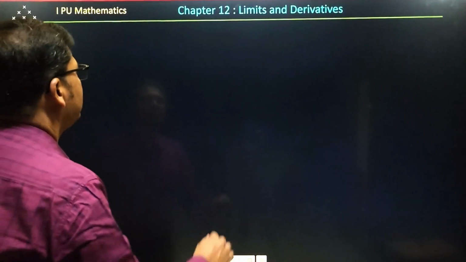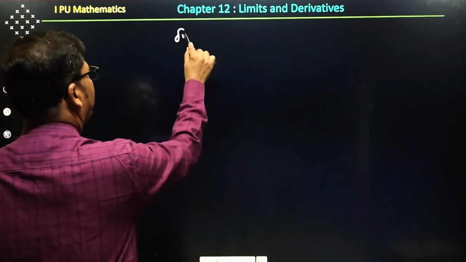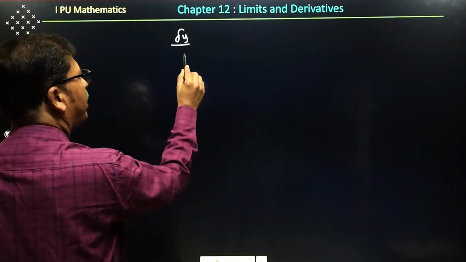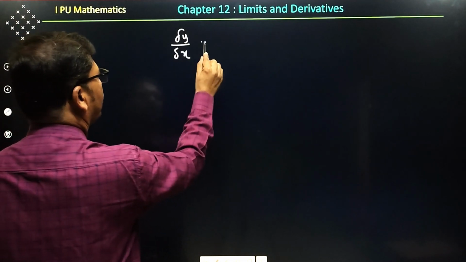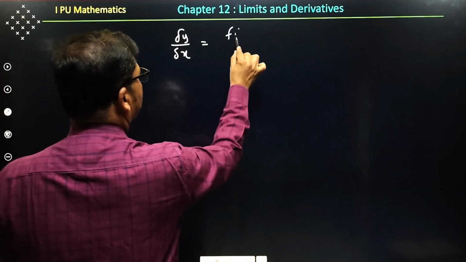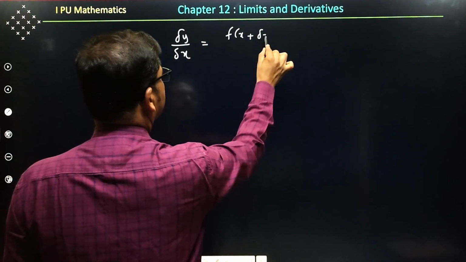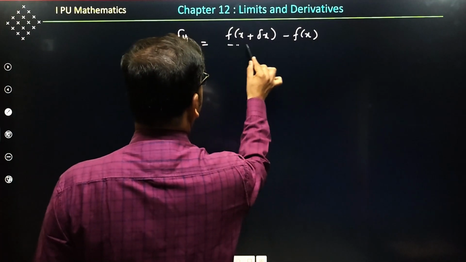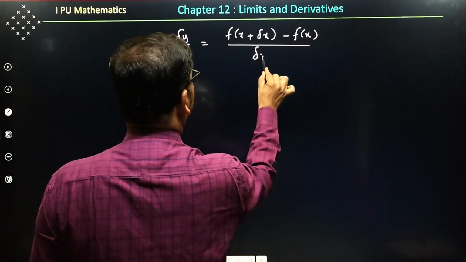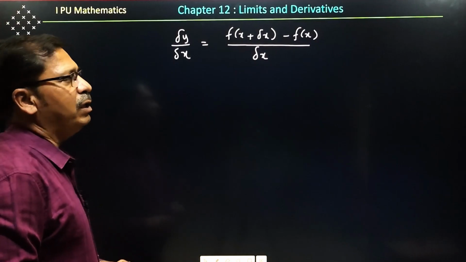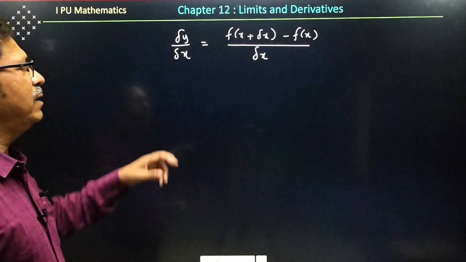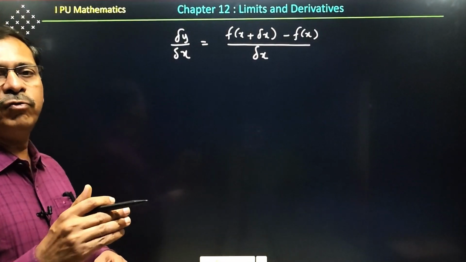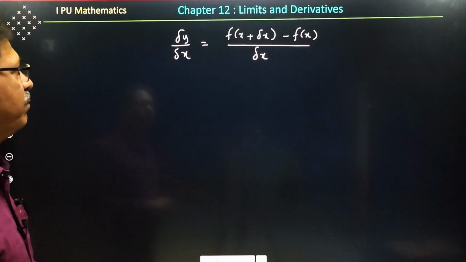Delta y divided by delta x is equal to f of x plus delta x minus f of x, divided by delta x. This ratio delta y divided by delta x gives you the rate measure, that is the rate of change of y with respect to x.